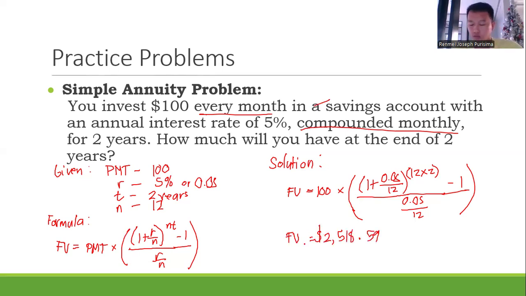So the future value would be $2,518.59. In pesos, multiply it by probably 50, so around 125,929. That is the approximate. So in 2 years, with 5% interest, your $100 monthly will be $2,518.59. That would be our problem for simple annuity.